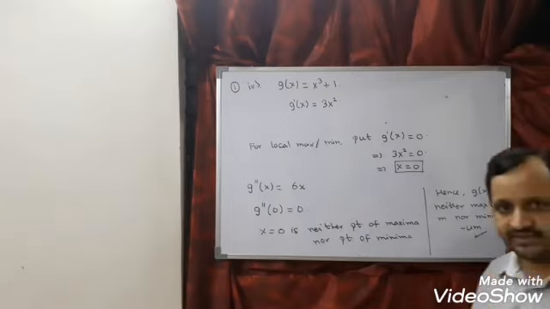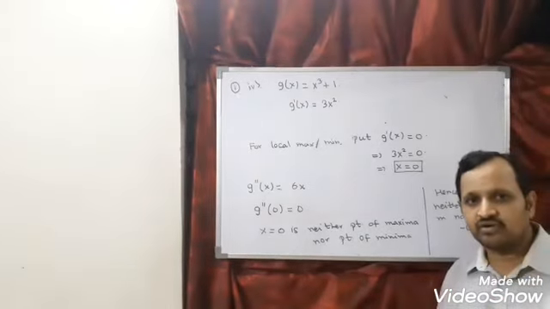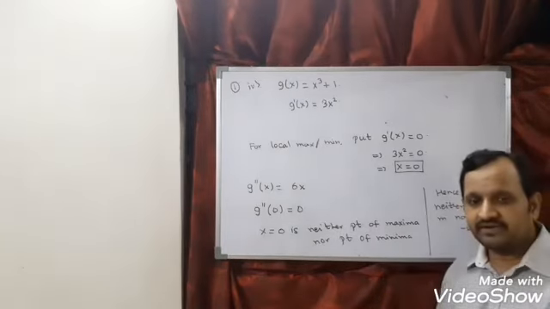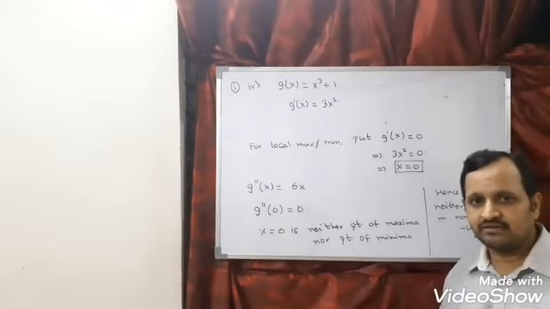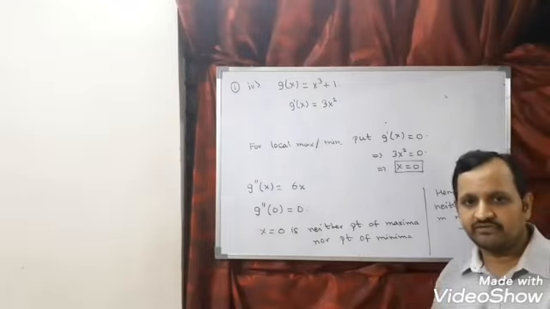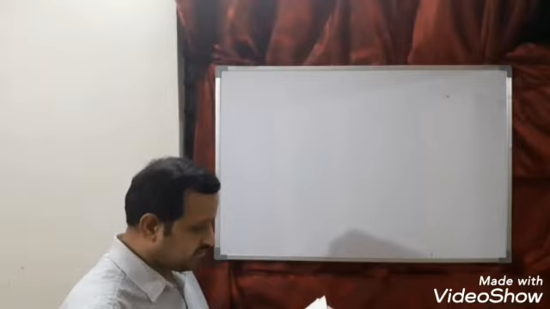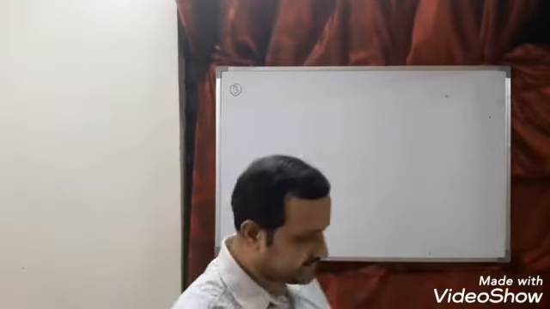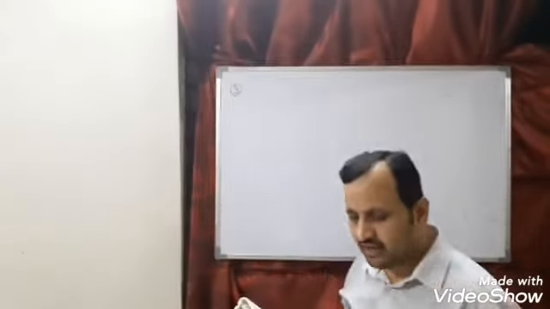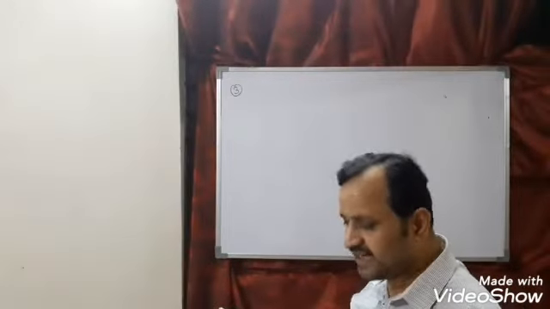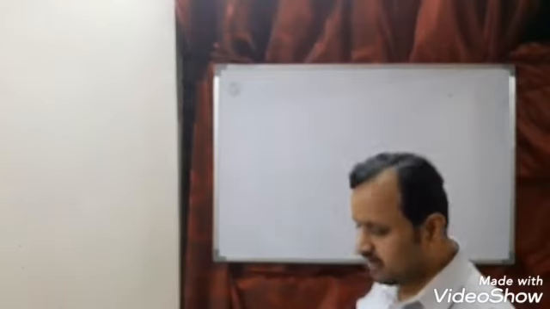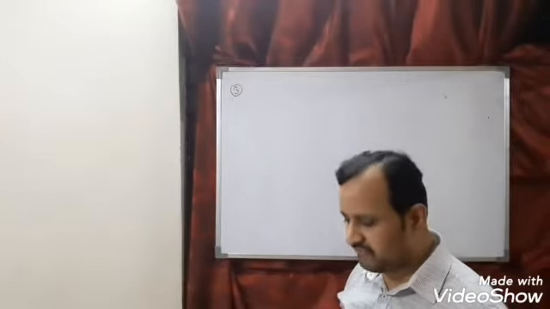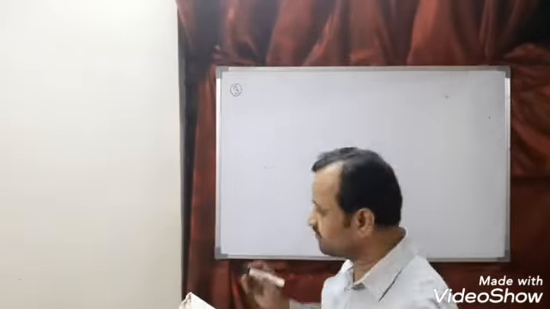So I think the solution is clear. I think it is clear how to apply the second derivative test in finding the maximum and minimum value of a function. Let us see one more question. This is question number 3. And here the question is, find the local maxima and local minima, if any, of the following functions. Find also the local maximum and local minimum values as the case may be.